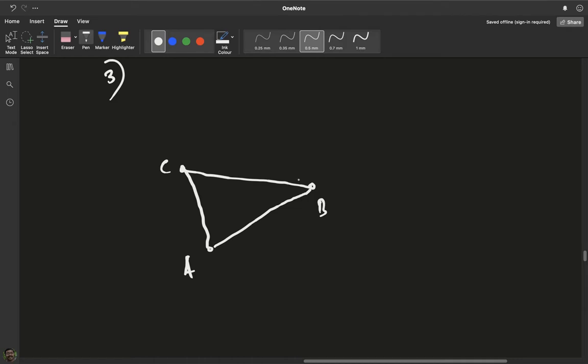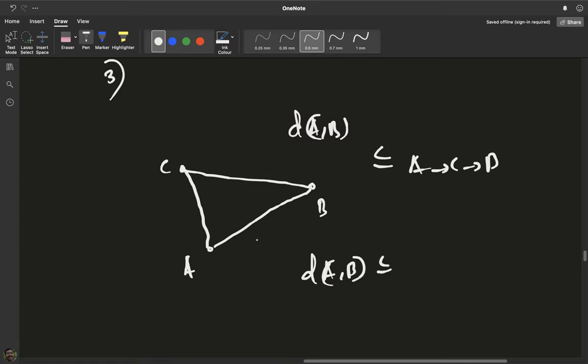Now can you tell which of these two ways will be longer? Will the direct distance between A and B be longer, or the distance from A to C and then to B? It is obvious that this distance will be longer, right? This property is called triangular inequality. Formally we can write it like this: distance of AB is always less than or equal to the distance from A to C plus the distance from C to B.